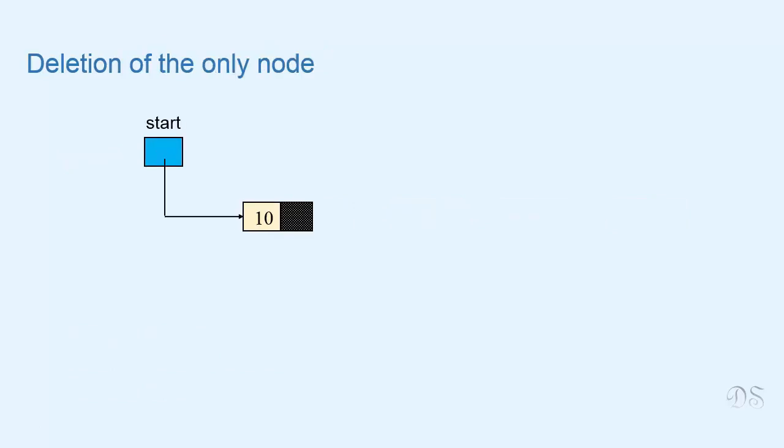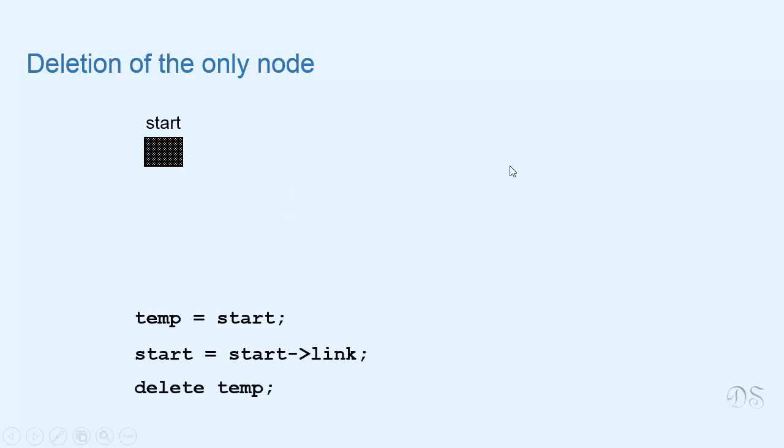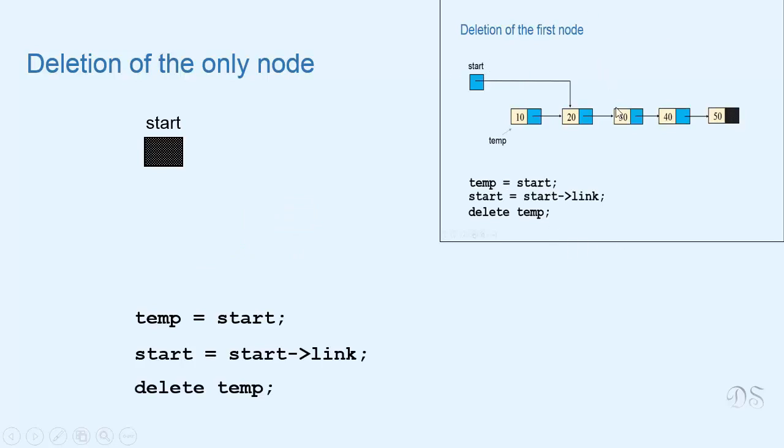Now we will see how we can delete the only node of the list. Temp points to this node. For deletion of this node, start should be made null. So we write start equal to null. Now instead of null, we can write start link because initially start link was null. Now this node is not a part of our list and the list has become empty. We can physically remove this node by writing delete temp. We have seen that in the case of deletion of first node also, we had written the same statements. So we can use these same statements for handling these two cases.